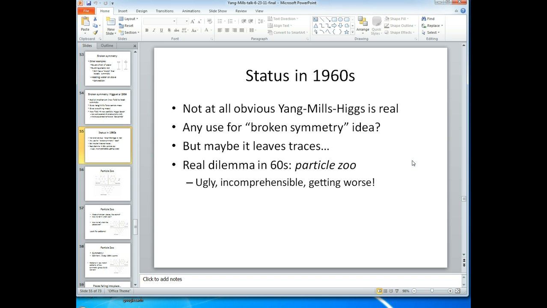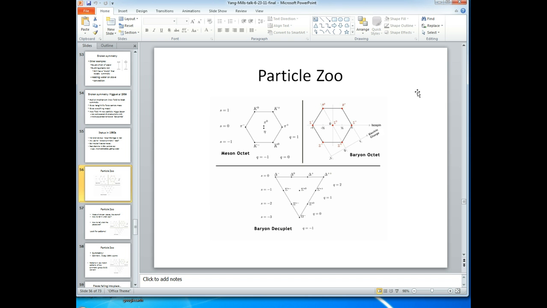A real dilemma in the 1960s, one of the dilemmas, but a huge dilemma, was the particle zoo. There were many, many, many particles getting created in accelerators, and it was an ugly situation. It was incomprehensible. It was getting worse, and people desperately needed to figure out what was going on. And so here's this picture again. I can't remember if this is from Wikipedia or not.